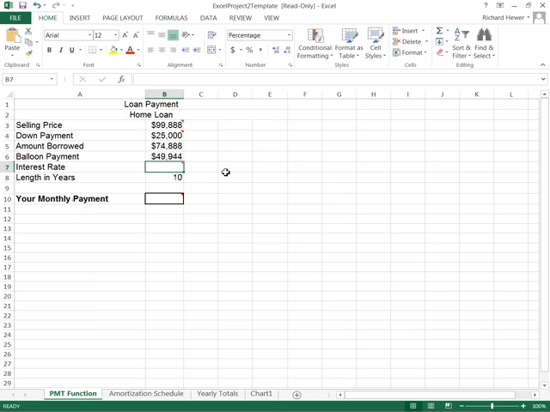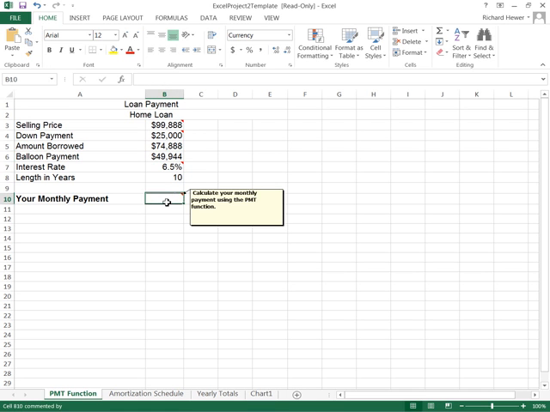The interest rate then I had you put in is 0.065. That's 6.5%, and when you hit enter, it shows up with the percentage sign because that cell was already formatted that way. The length of the loan is 10 years. The balloon payment here is how much you owe at the end of the loan, and I put that formula in for you. It's 0.5 or half of B3, which was the amount of the selling price.